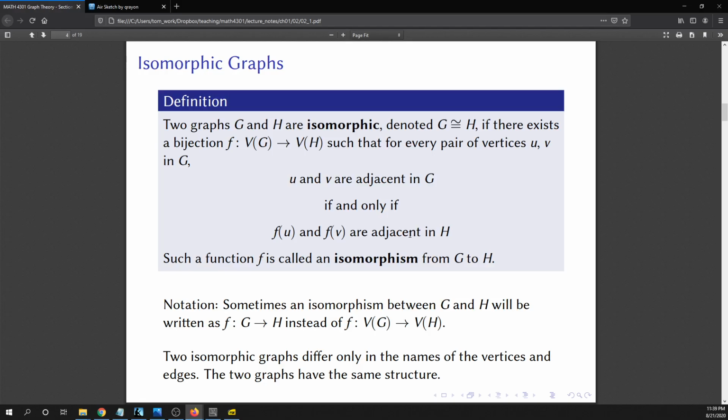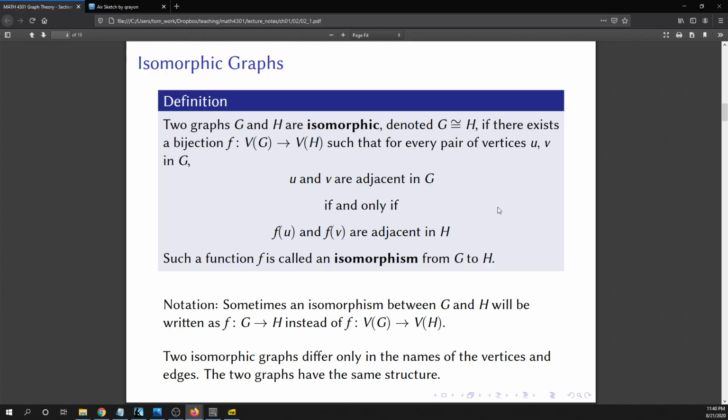So this property right here, you'll see it referred to as preserving adjacency. If U and V are adjacent in G, then their images in H are also going to be adjacent. And likewise, this will also preserve non-adjacency in the graph. Sometimes people say it preserves edges or preserves adjacency. So that's the definition of isomorphism.